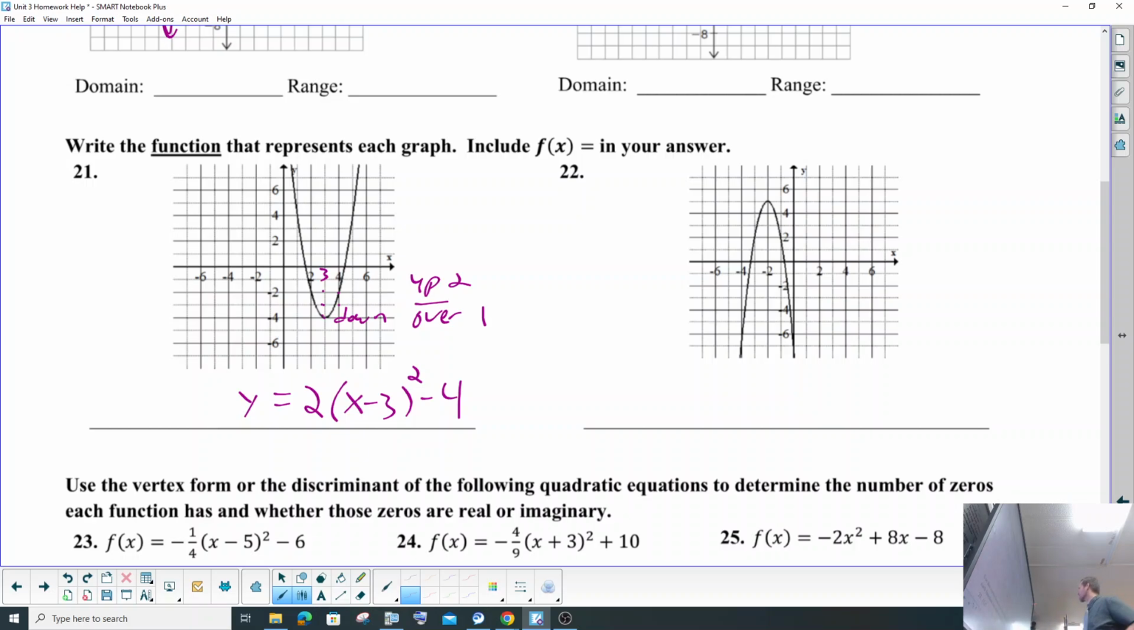This one is left 2, up 1, 2, 3, 4, 5. So that's going to be y equals left 2, up 5. And then, do we have a slope? Oh, it's going to be all the way down. Down 1, 2, 3 over 1.